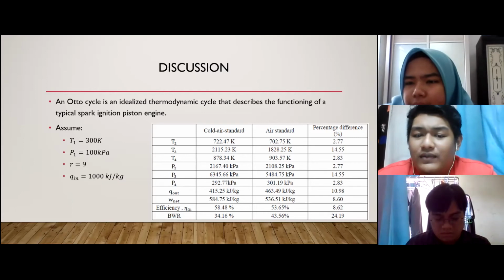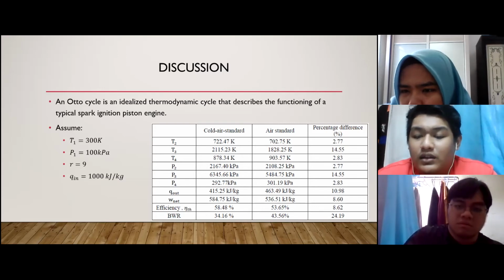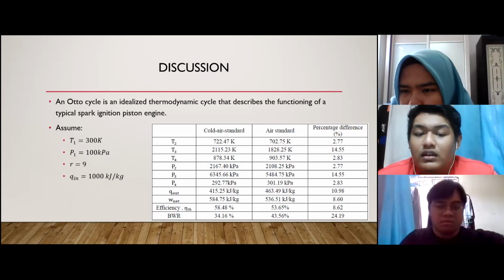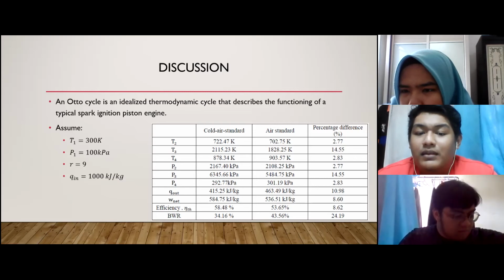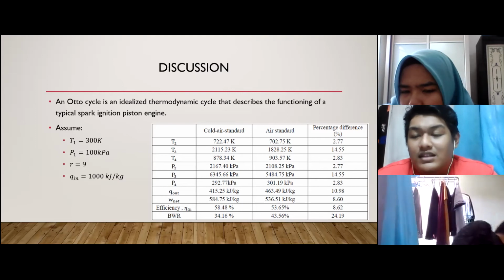The cold air standard has a higher efficiency value just because the Qout is little, the Wnet is higher, so that will make the efficiency higher.